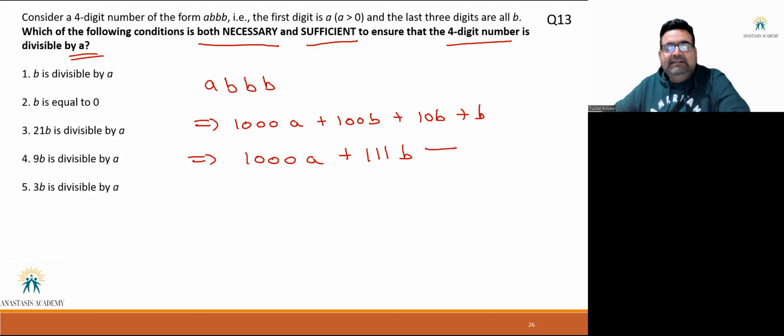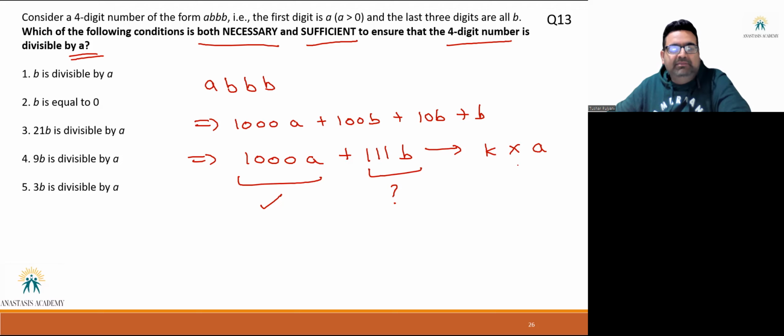So now they say this has to be a multiple of A. This part is already a multiple of A, so I have to make this part a multiple of A so that together they become an overall multiple of A. So look at the options. B equal to 0 will make it a multiple of A, but is it necessary, right? If A is 2, I can have B as 2, right? So it's not necessary.